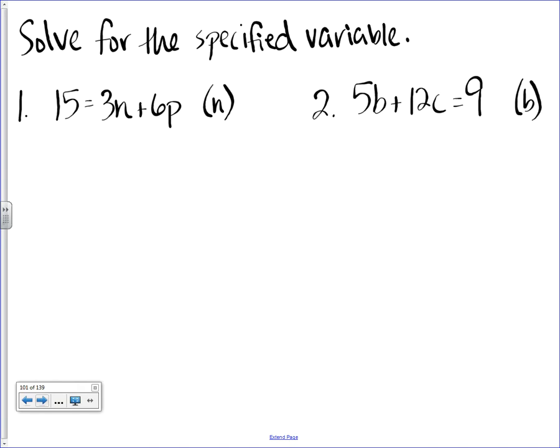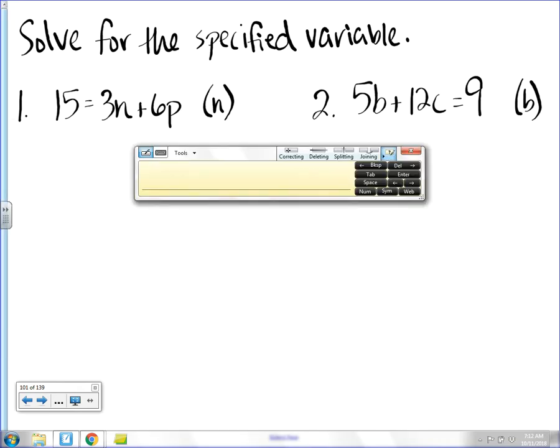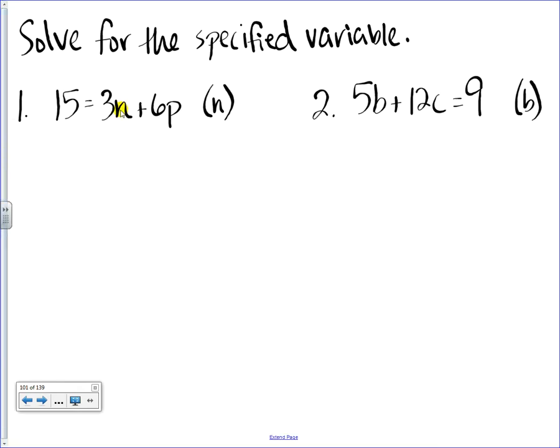So for example, if you look at number 1 here, you see that there are n's and p's in this equation. Over there in parentheses, you see the n. So that means I want to solve for n. So I want to isolate that n right there. So what is farthest away from that n on the same side? The 6p. That whole term can be moved over to the other side. Okay, I don't have to divide by p. I don't have to divide by 6. I want to take that whole 6p, this whole thing right here, and I want to move it over there.